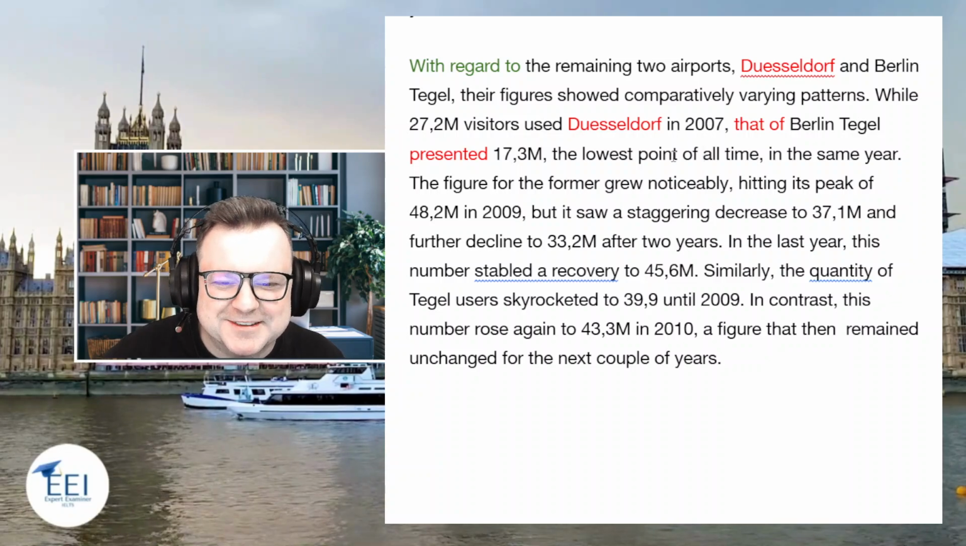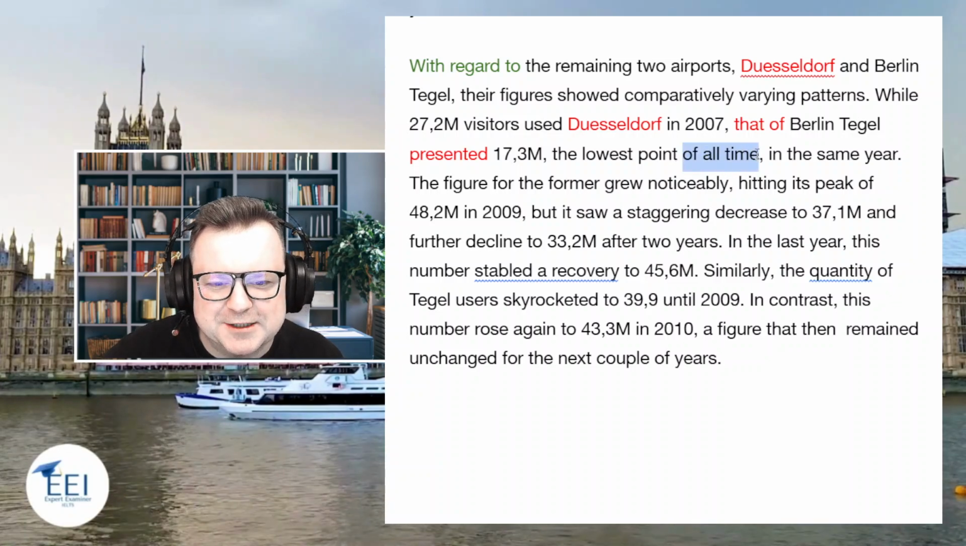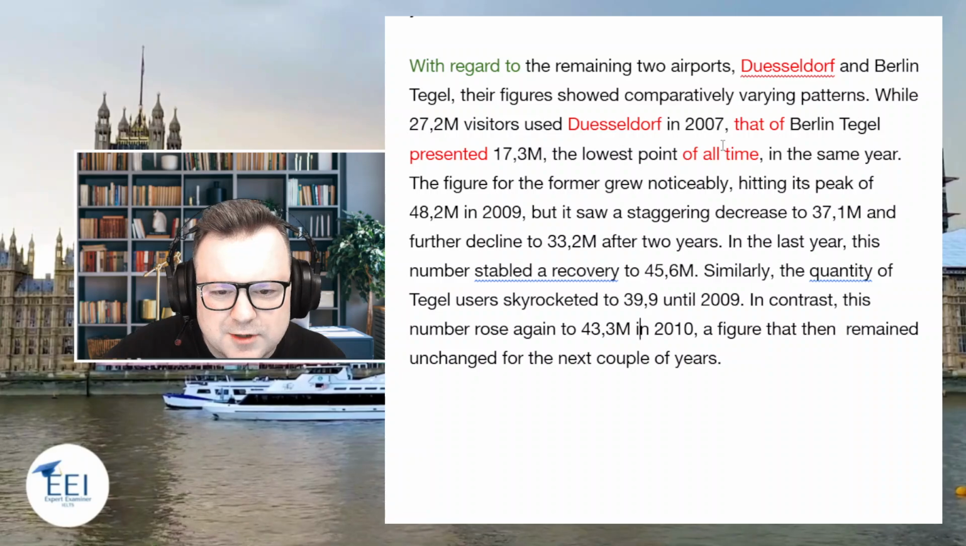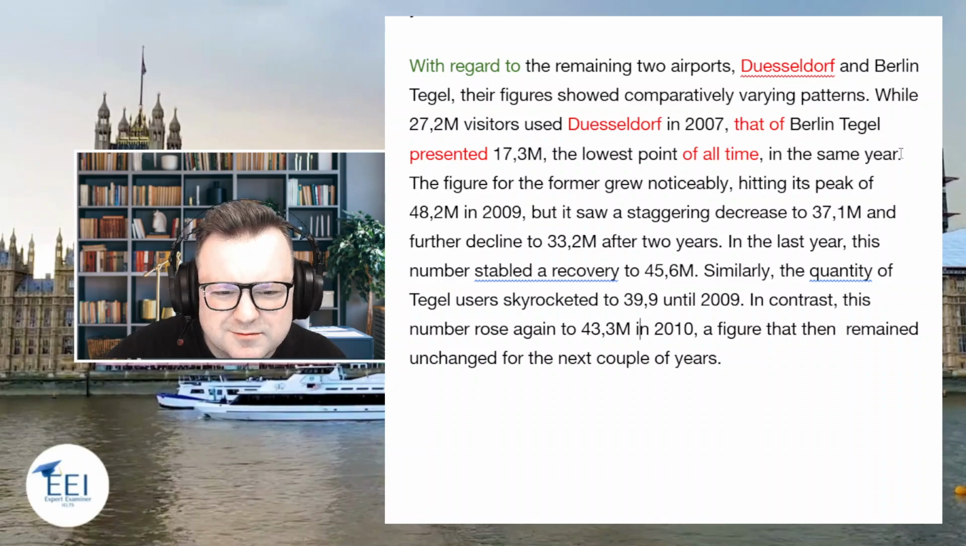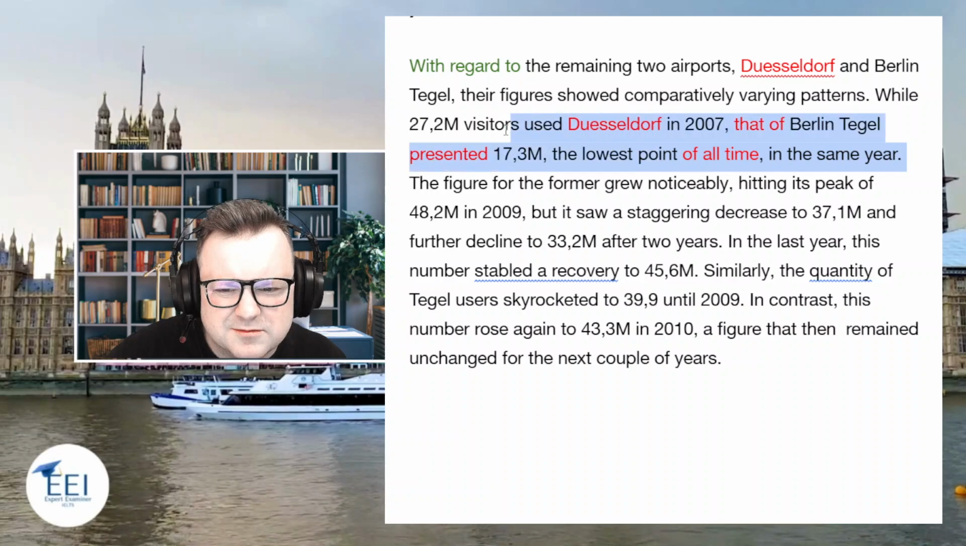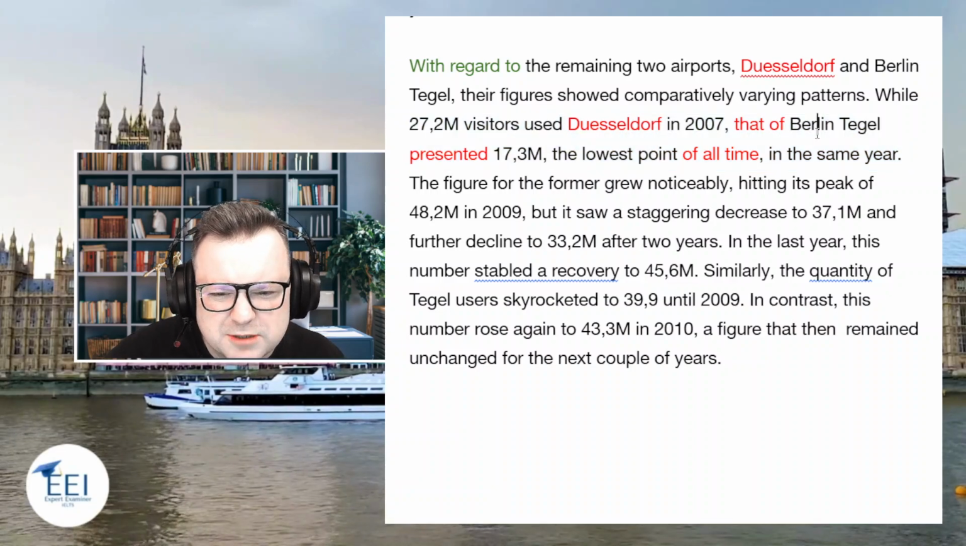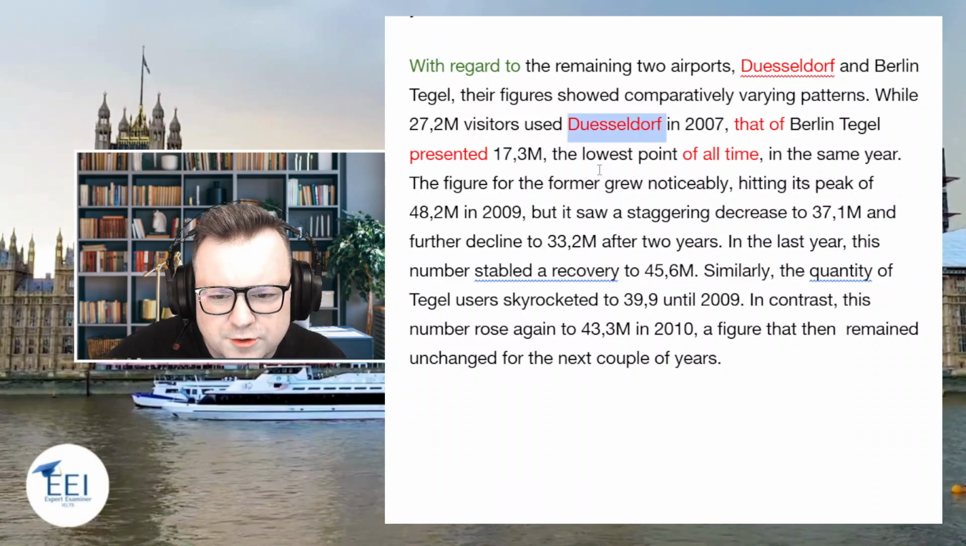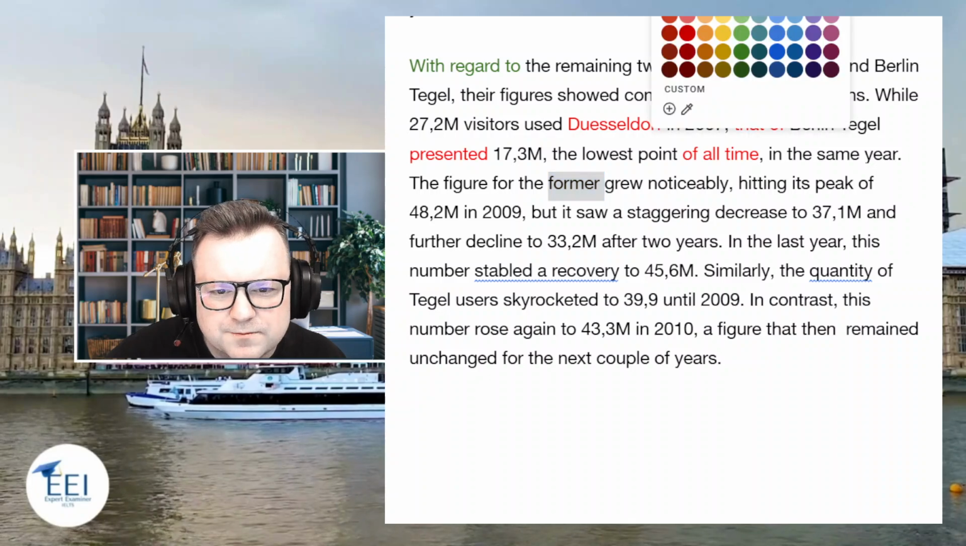Not of all time, is it? Of all time means since the beginning of the universe. The lowest point of all time in the same year. Okay, just slightly losing the reader a little bit. The figure of the former here is Düsseldorf, good use of reference language.